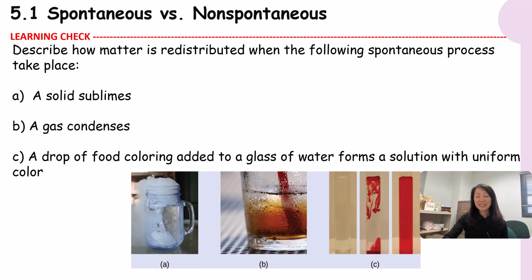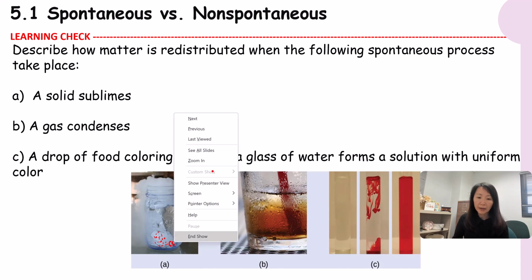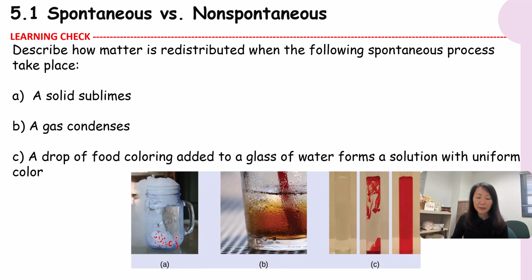Okay, first, the solid sublimes. This looks like ice, but it's actually carbon dioxide. Solid carbon dioxide is smoking out. So what's happening to the molecules here? There are little tiny molecules of carbon dioxide, all condensed together in a solid form. When it sublimes, that solid turns into gas, so the molecules are more spread out.